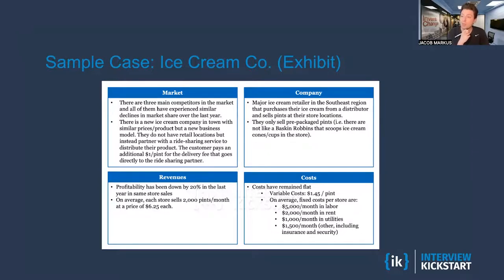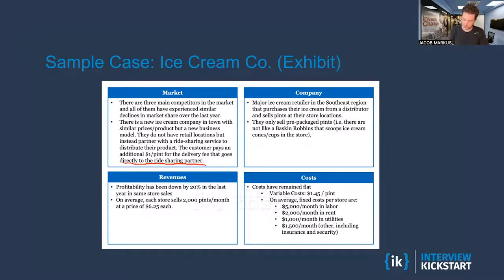There's a new ice cream company in town with similar prices and product, but a new model. They do not have retail locations. Okay, so the customer pays an additional $1 per pint for the delivery fee that goes directly to the ride sharing partners. So that's important because essentially that means it's not driving their revenue, but it might be increasing the volume of their sales by having this distribution strategy.